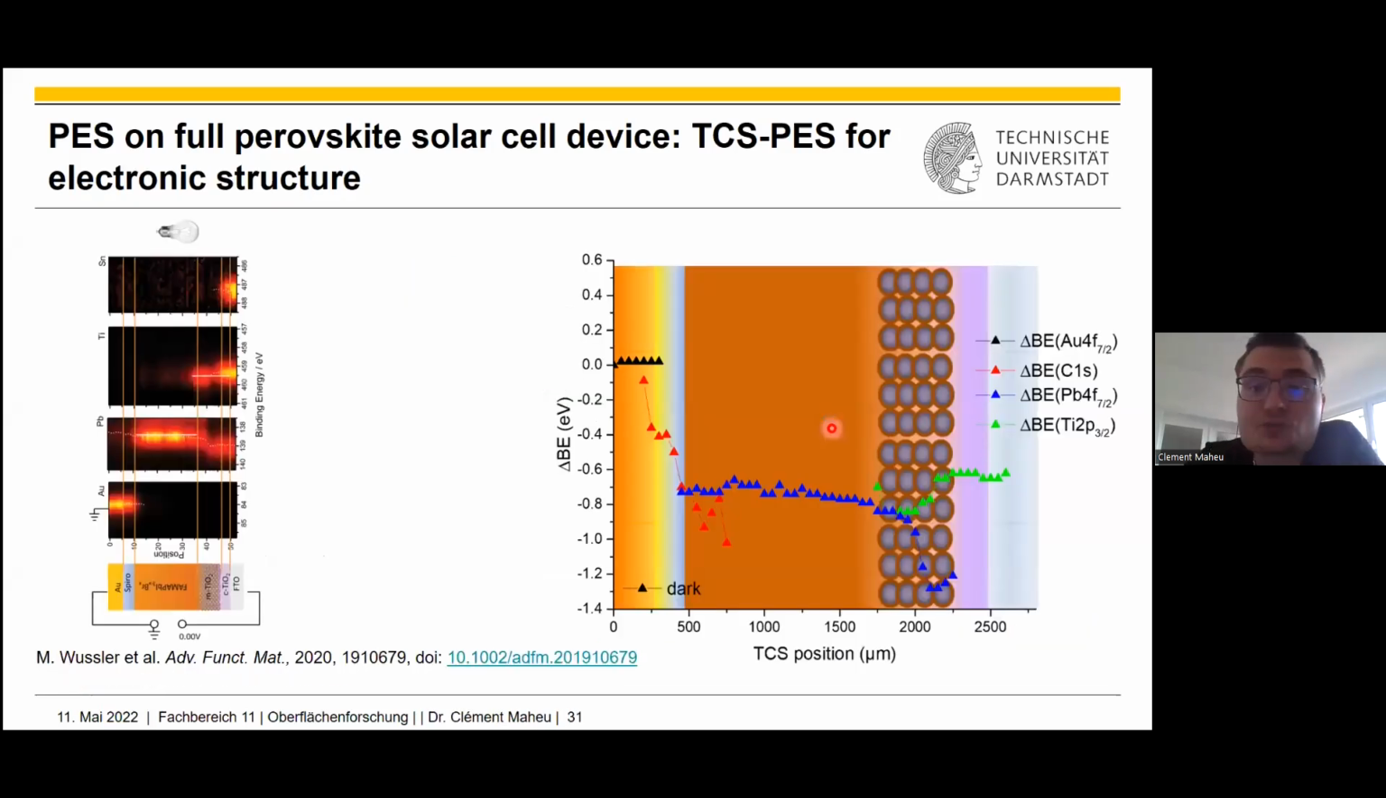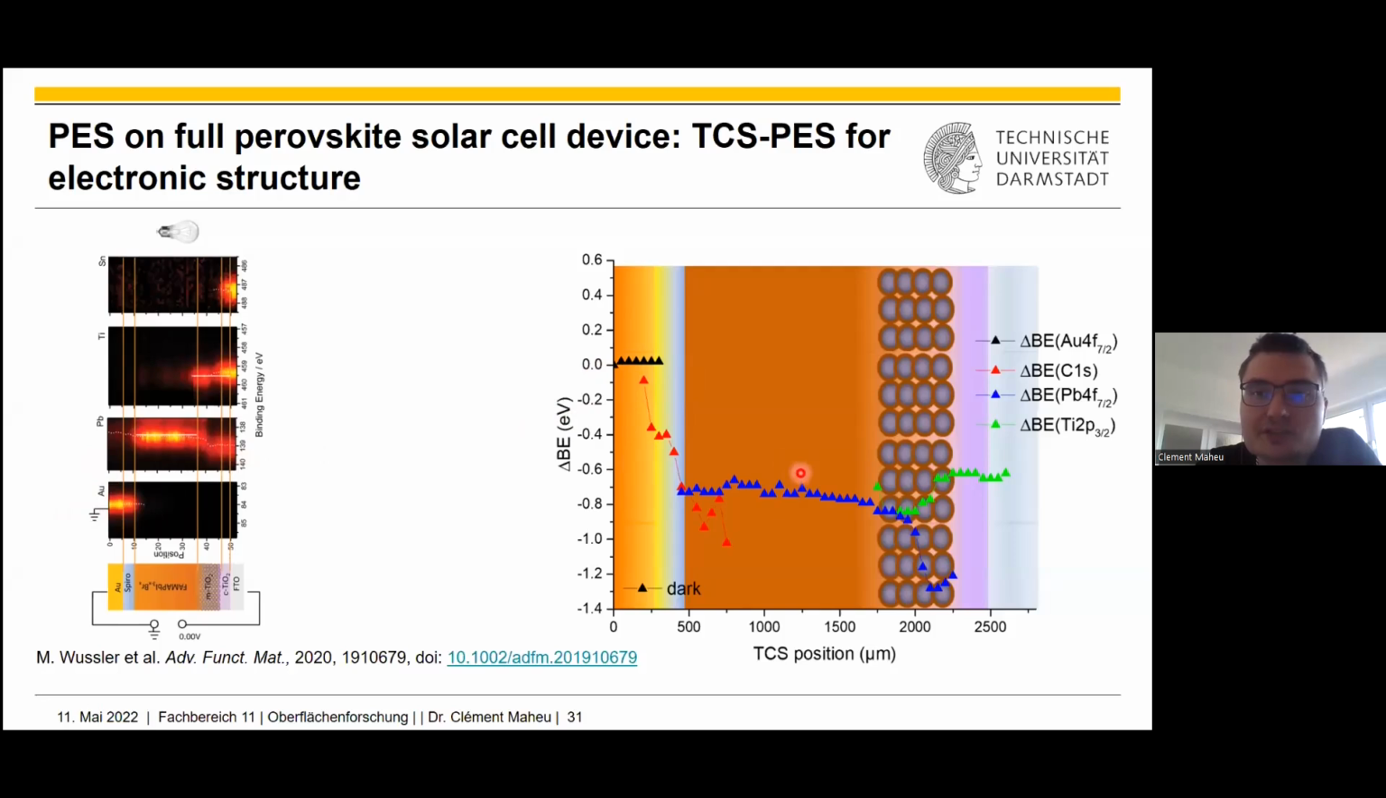And you can, again, do some electronic structure analysis. So you can still look at this binding energy shift, as I discussed for the two previous stories. If you look here, you see that gold is always at the same binding energy. It was quite expected because we ground the sample through the gold contact. So no shifts, a binding energy shift of 0, but then you can see here, for instance, binding energy going to higher values.